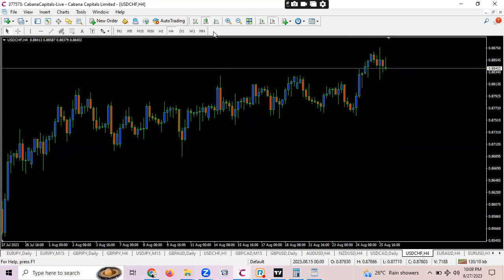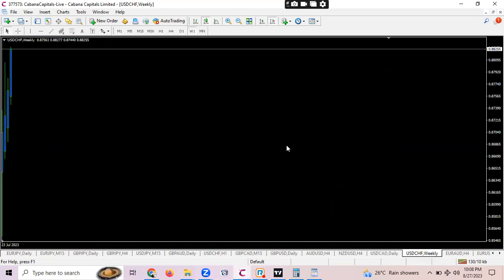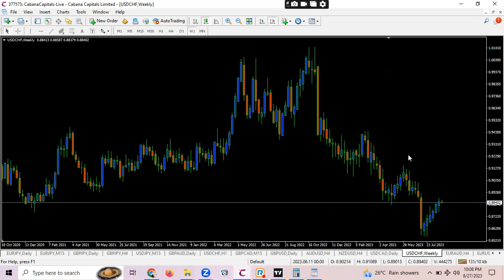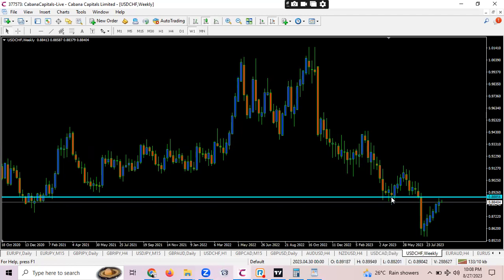So what do we have on the weekly time frame? Okay, so last week candle was bullish. That tells us that the buyers are still in control. But there's something I want us to consider here. You would notice that we had a resistance at this level, and we also had a support at this level.